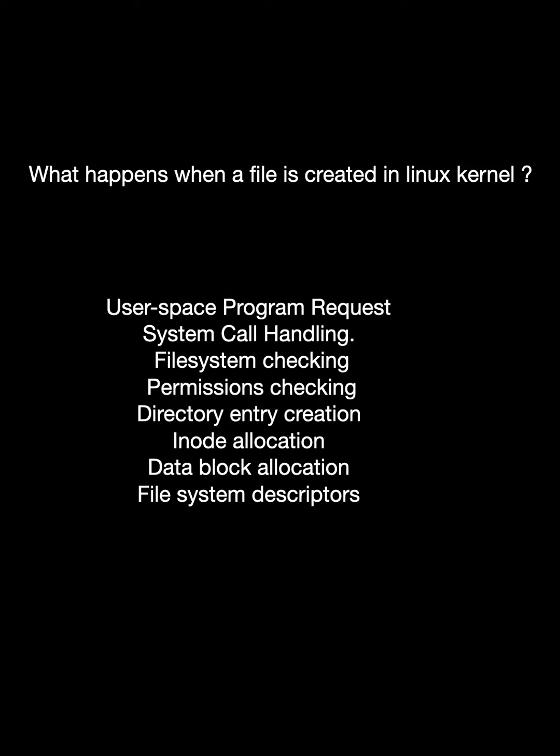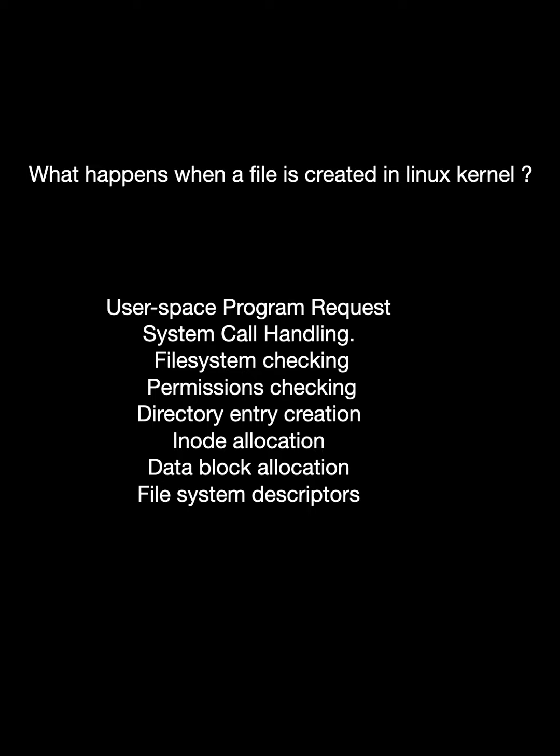File system checking. The kernel checks the file system to ensure that the requested file creation operation is permitted and that there are no conflicts with existing files or directory structures. Permissions checking. The kernel checks the permissions to determine if the current user has the necessary privileges to create a file in the specific location.